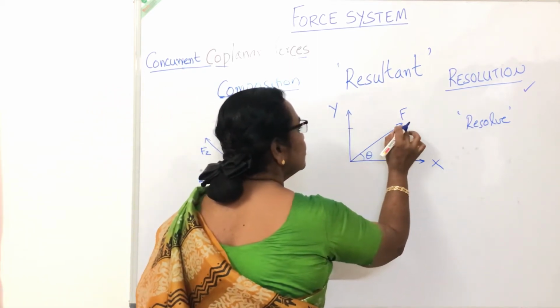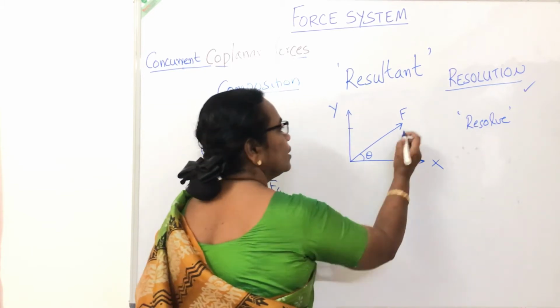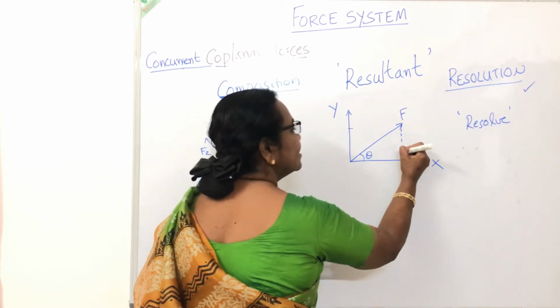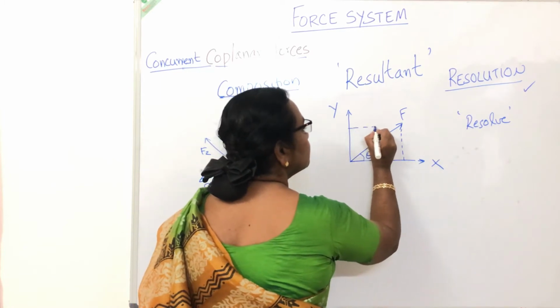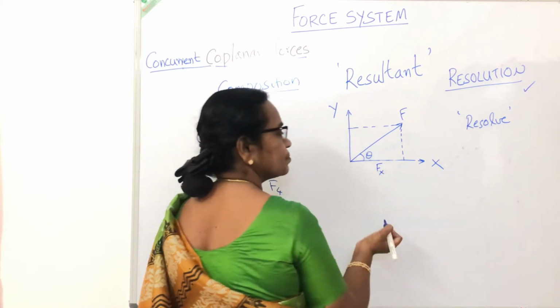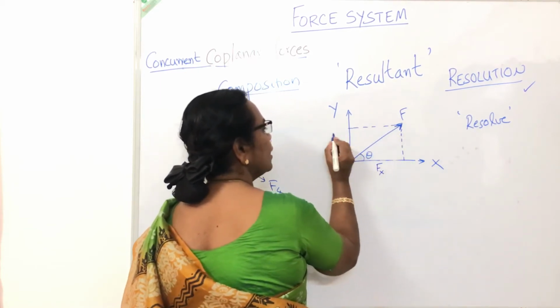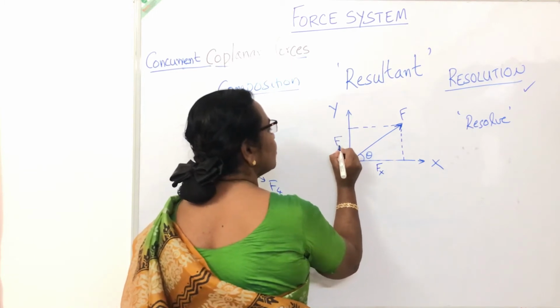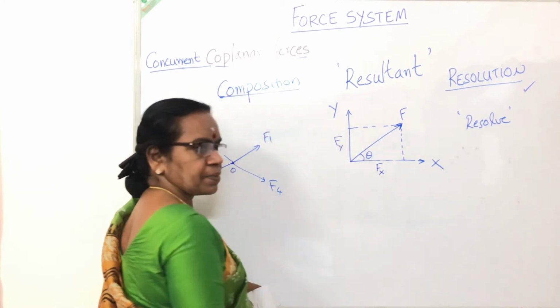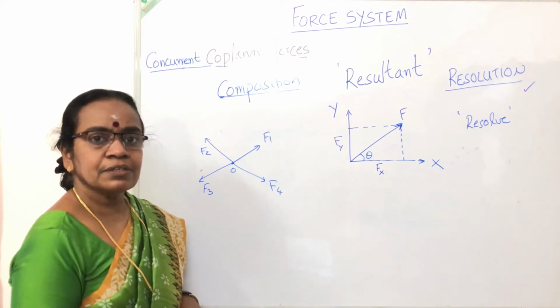So this component of this force along this direction is called F suffix x, and the component of this force along this y direction is called F suffix y. So x component Fx and y component Fy.